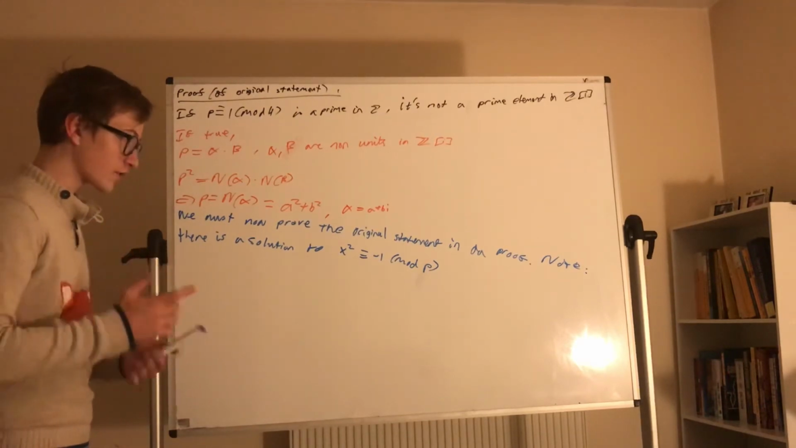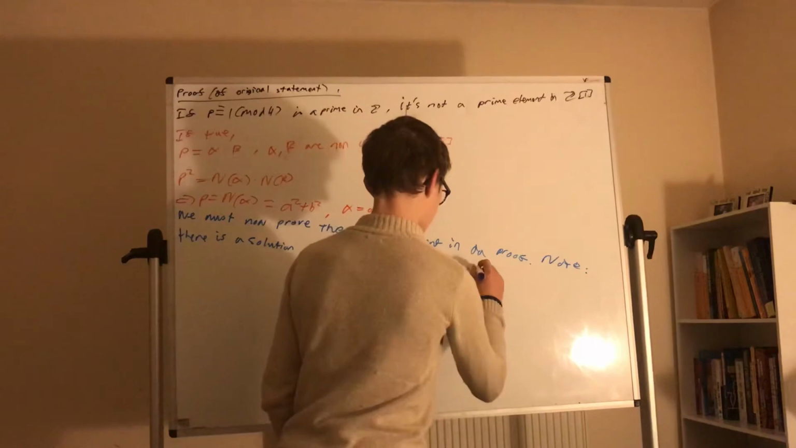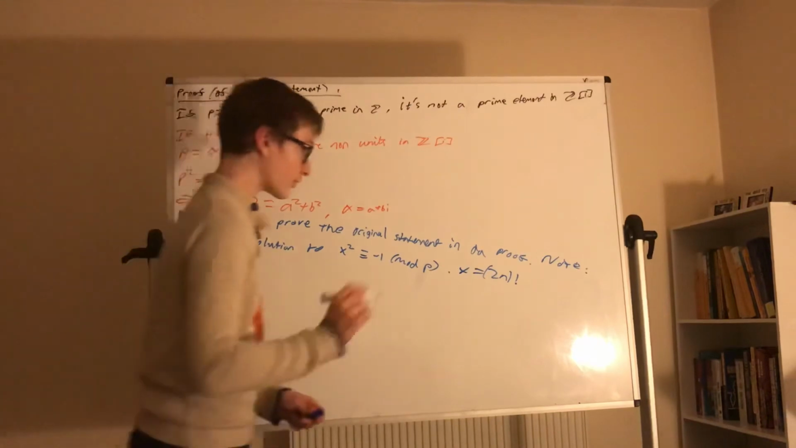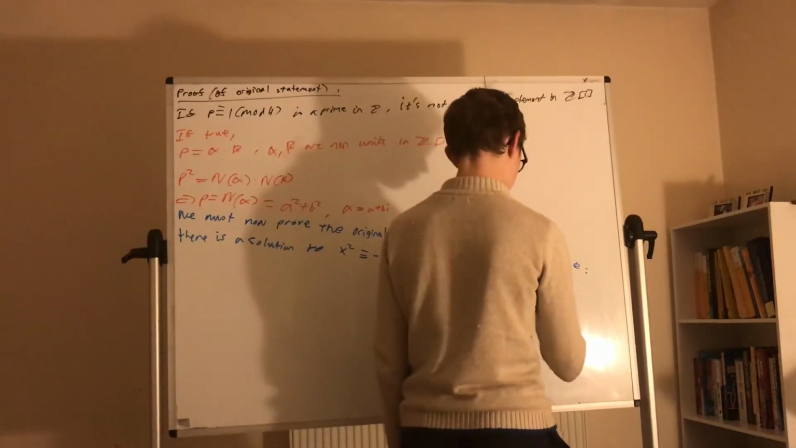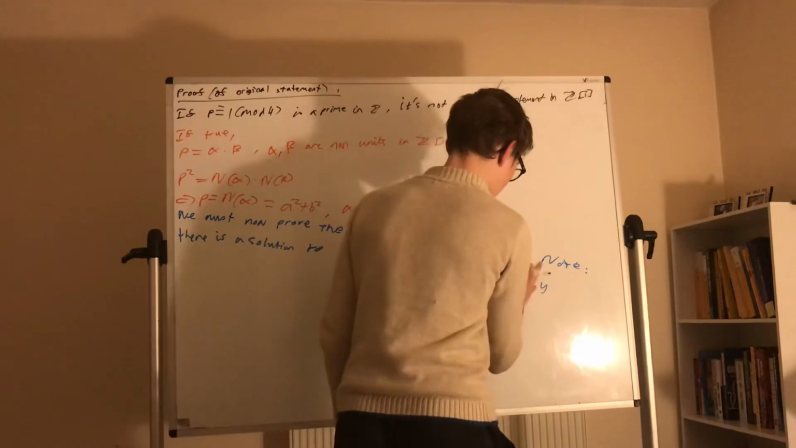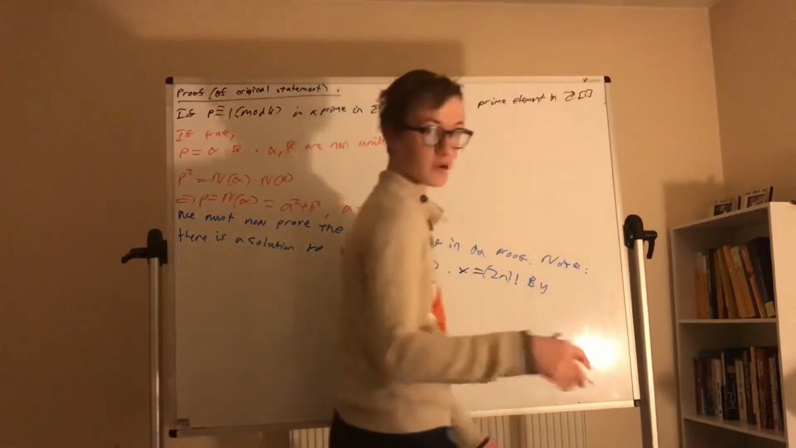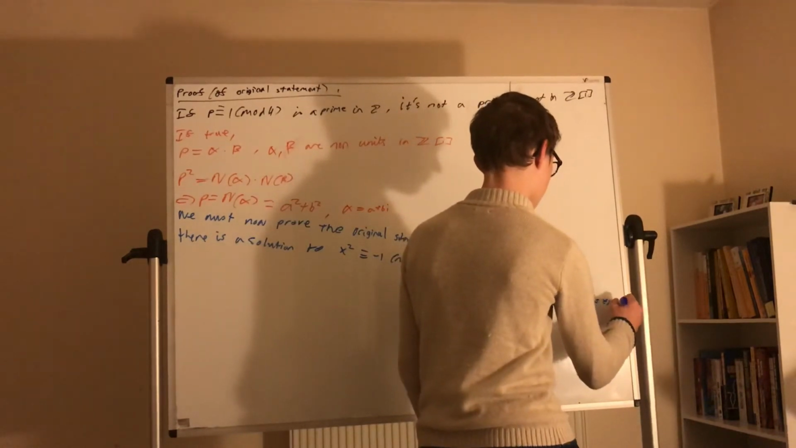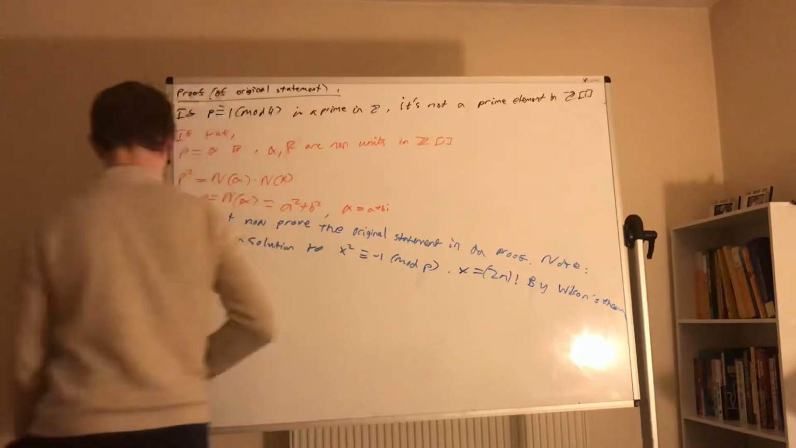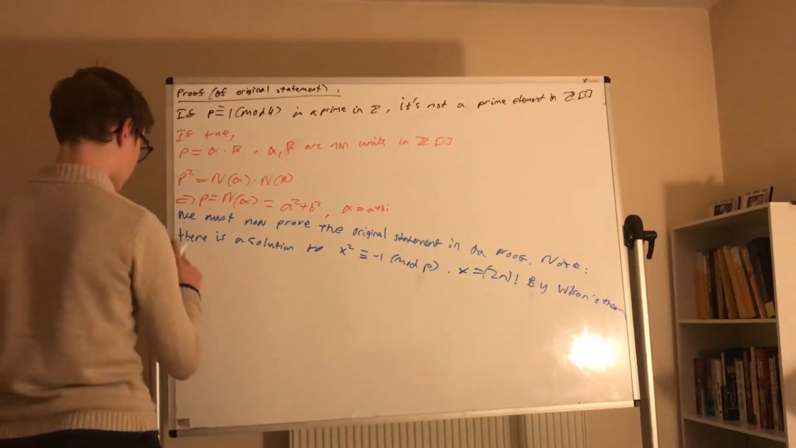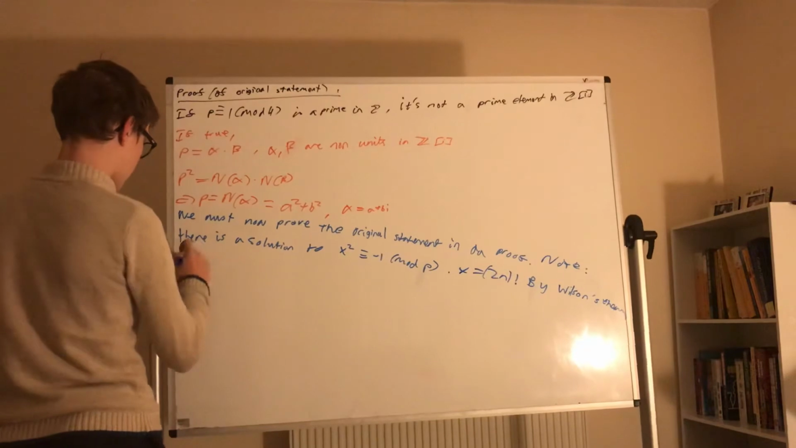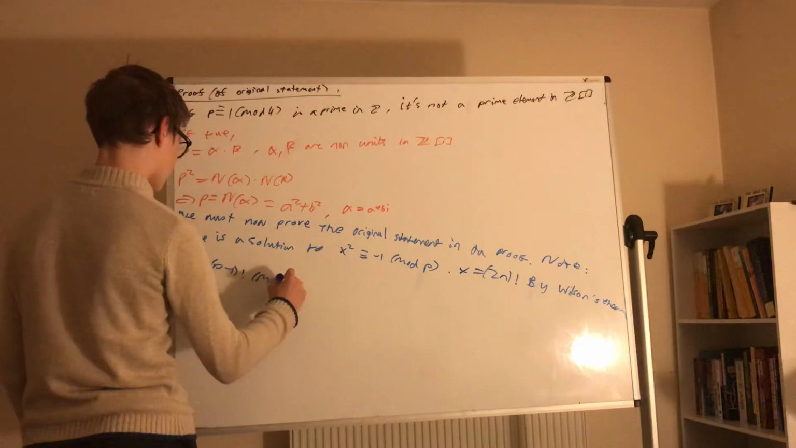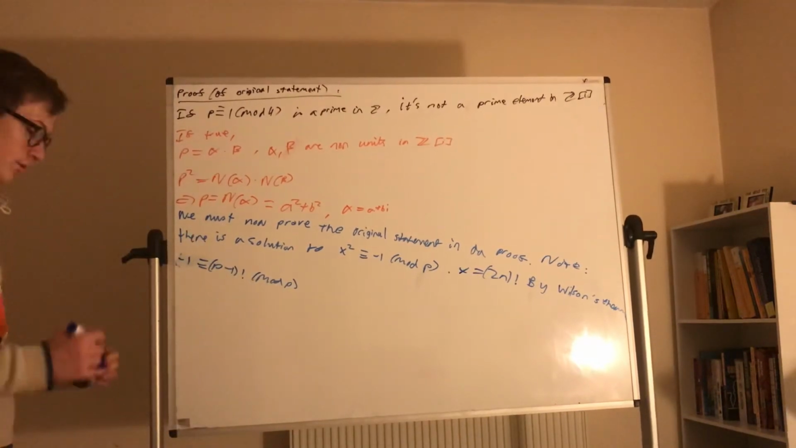Now, what is the solution to this? Well, x equals 2n factorial. Why? Well, by Wilson's theorem, which I won't prove here, but you can look it up if you want the proof, or you can try and prove it yourself. What Wilson's theorem says is that negative 1 is congruent to p minus 1 factorial mod p. And this holds for all primes p.